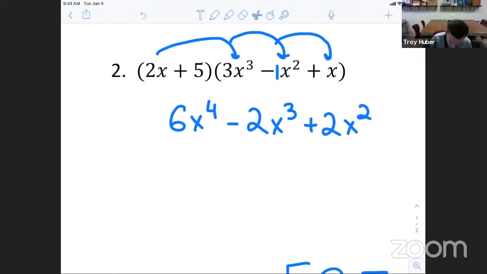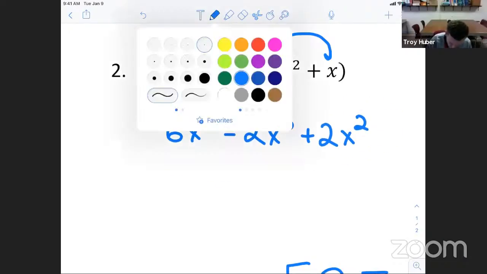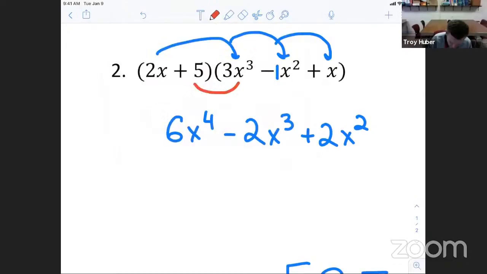But now we're not done yet. We also have to multiply this 5 to each of the terms in that second polynomial. So we have to do 5 times 3x cubed. So 5 times 3 is 15x cubed.